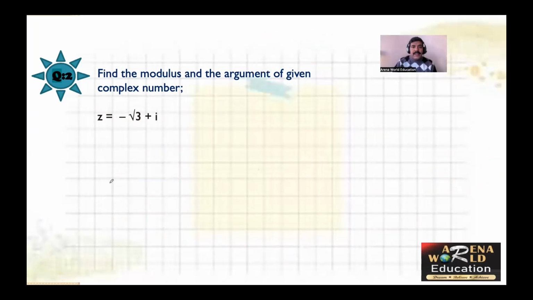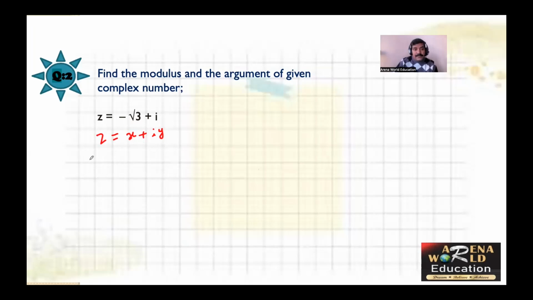Find the modulus and the argument of the given complex number. Z is equal to minus under root 3 plus iota. So we have solved the same kind of question. Now what will be the first step? We will compare the given complex number with its standard form, that is x plus iota into y, right? So here x is what? X is minus under root 3 and y is iota into 1. So y will be 1.